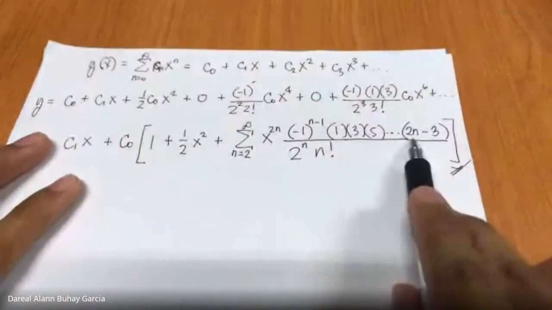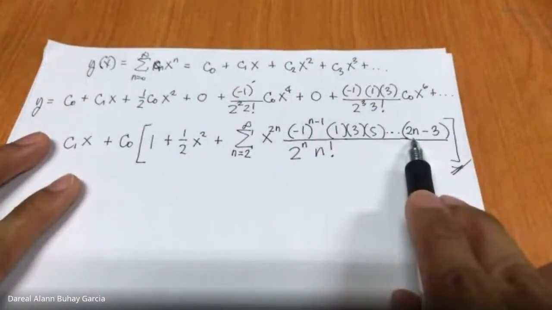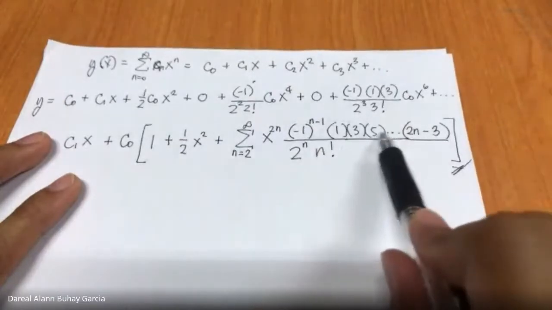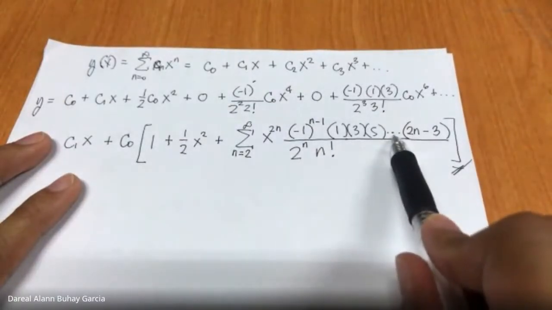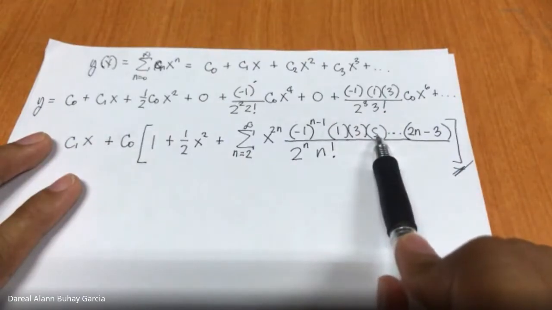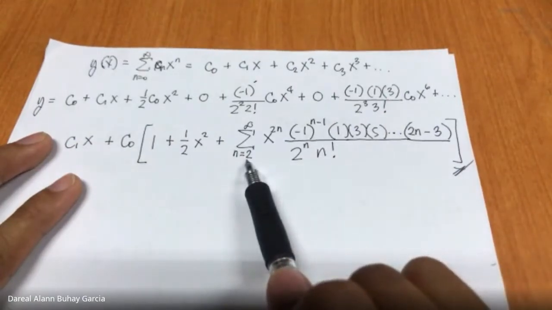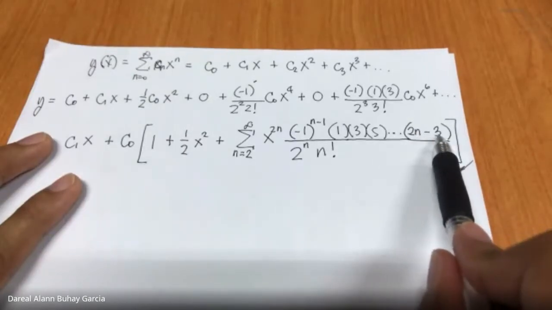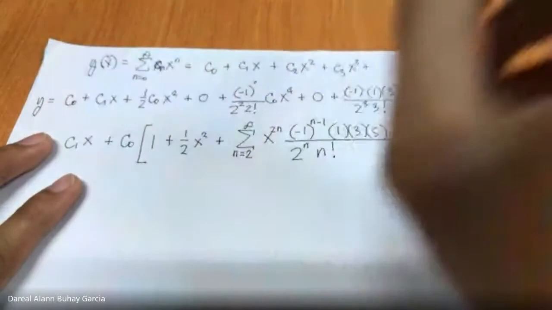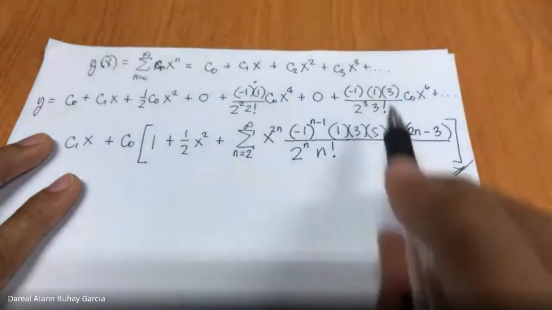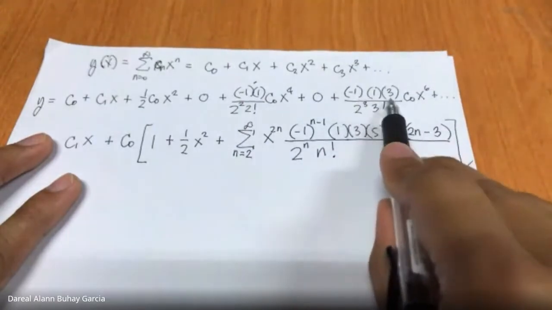Kani ang 2n minus 3 ang sort of shorthand ani nga product, no? 1 times 3 times 5. So sugod ta sa 2, no? Sugod ta sa 2. When n is 2, 2 times 2, that's 4 minus 3 is 1. Sakto, di ba? Negative 1 times 1 pa man ni dire. Dire negative 1 times 1 times 3.